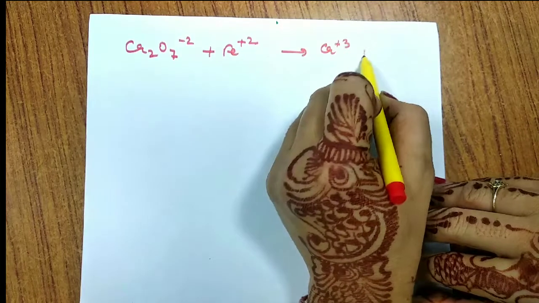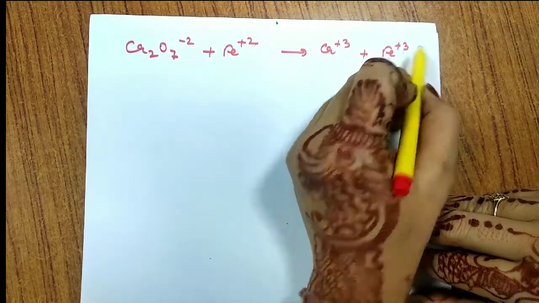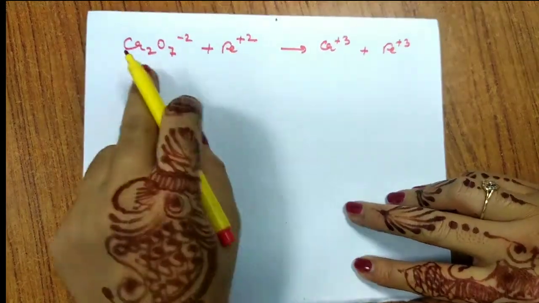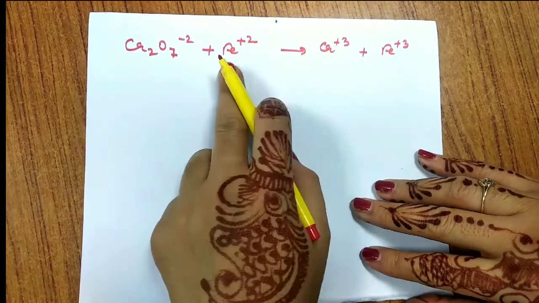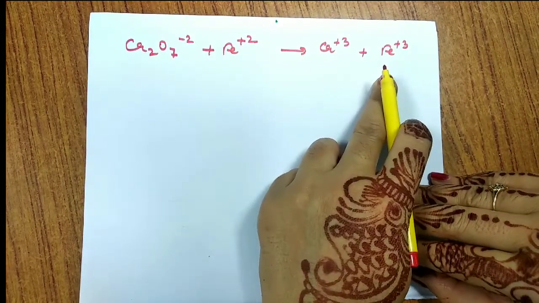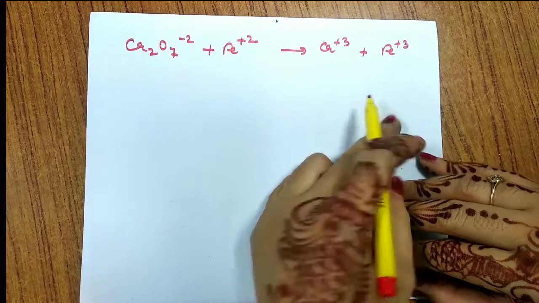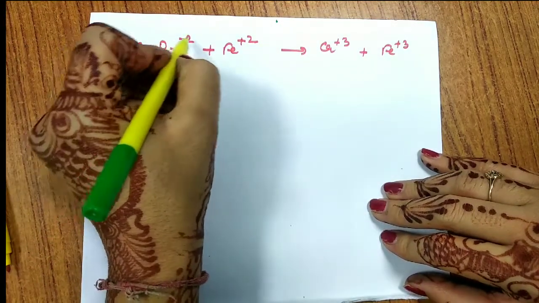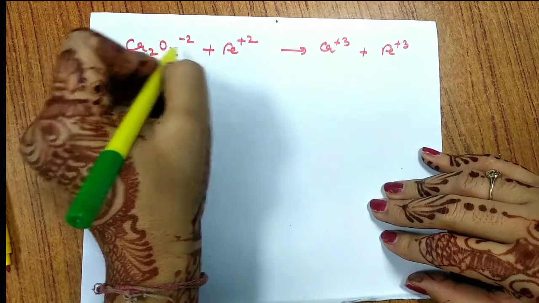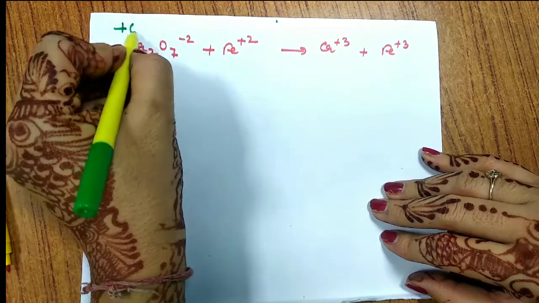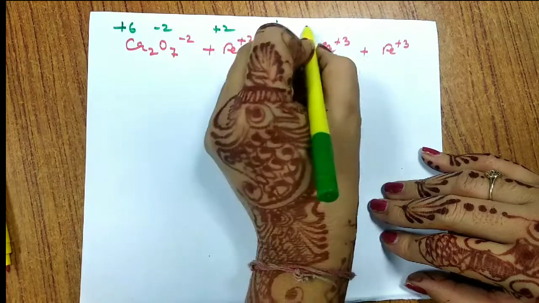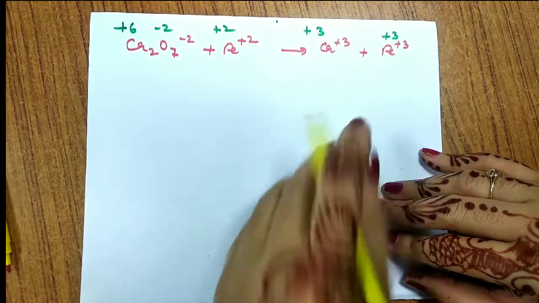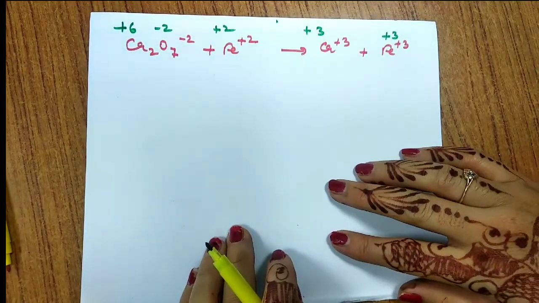Cr3+ and Fe3+. So this is the dichromate ion, this is the chromium ion, this is the ferrous ion, ferric ion. So I have written the skeletal equation. Next step says we need to write the oxidation number above each symbol. So this is 7, 14, 12, 6, minus 2, plus 2, plus 3, plus 3. I have written the oxidation number.